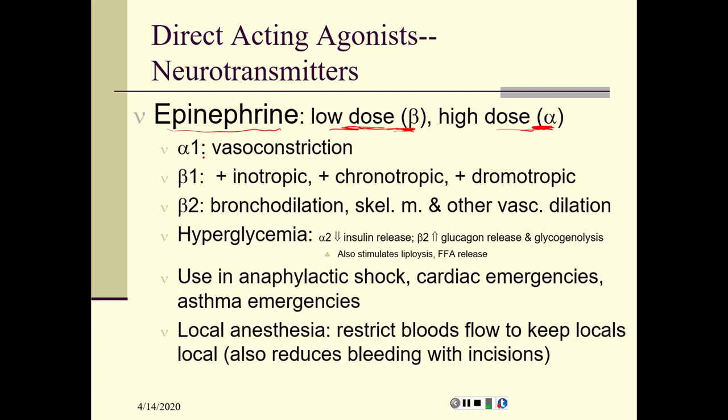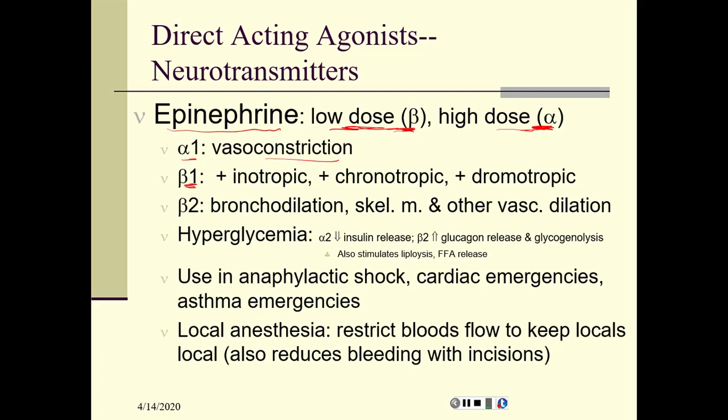The alpha effects, again, are vasoconstriction mediated through alpha 1 receptors, and positive effects on the heart for inotropy, chronotropy, and dromotropy. That's increased strength of contraction, heart rate, and conduction velocity. Those are predominantly mediated by beta 1 receptors.